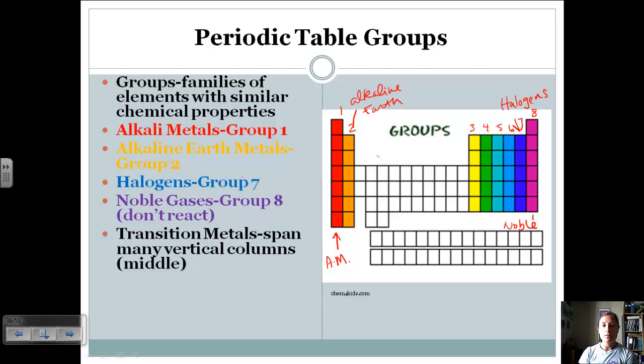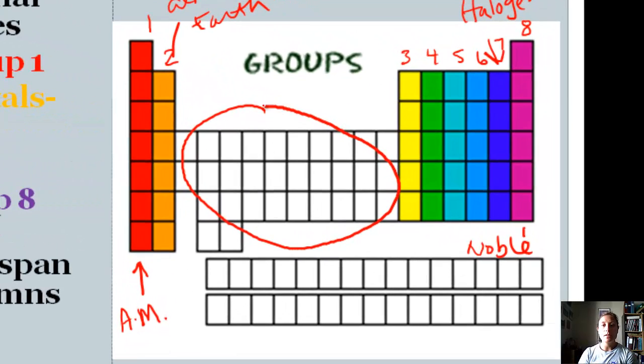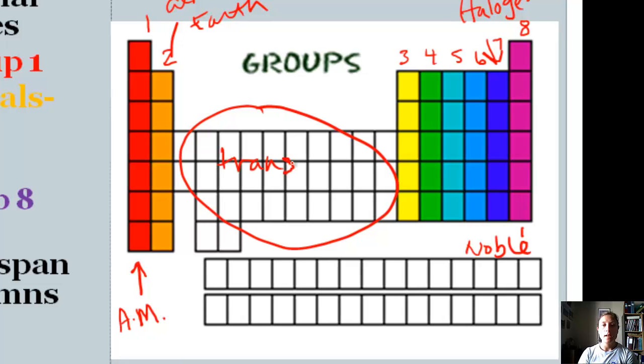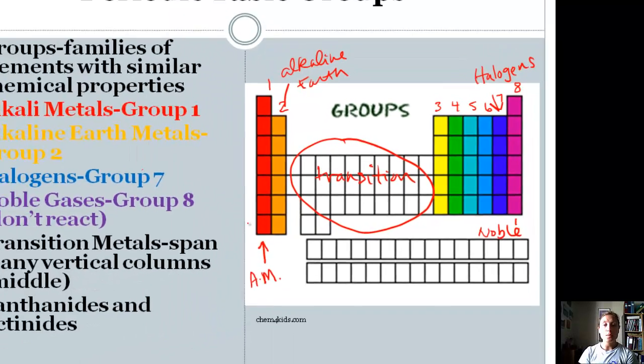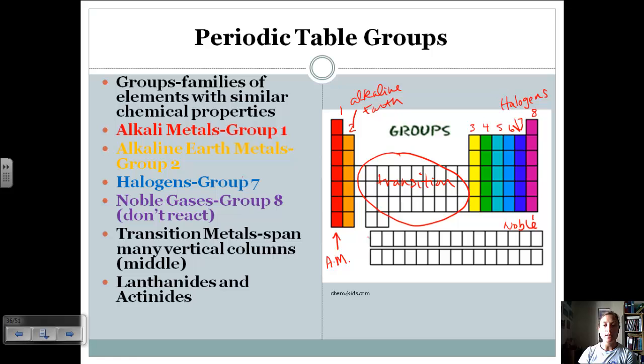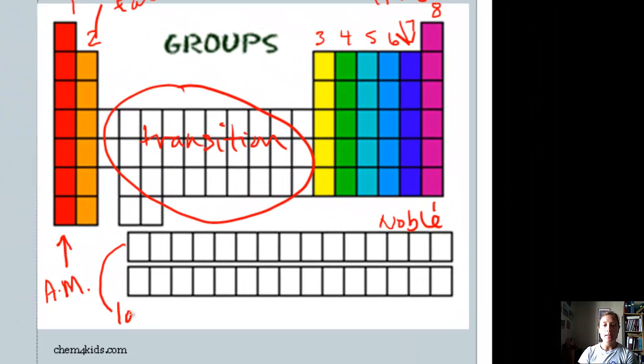Okay, so then this group in the center, these are called transition metals. The reason they're called transition metals is because they can form more than one ion, and so they can have different charges. So they're in transition. And the last two groups are the lanthanides and the actinides, and these are down at the bottom. This top one, these are the lanthanides. And then the bottom group, these are called the actinides.